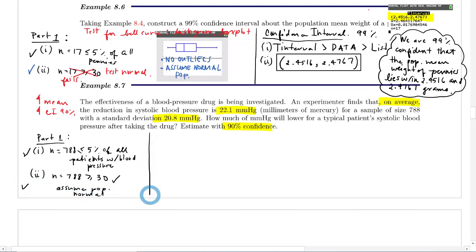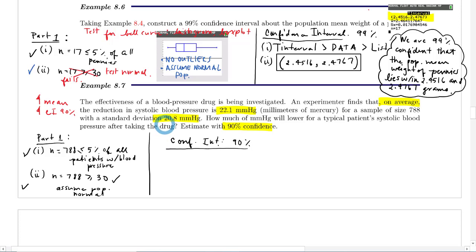Okay, then I draw a line. Once that part 1 suffices, now we can go ahead and continue with the problem. Okay, you have to do part 1, unless it says the population is normal, then we can go directly to the problem. But here we have to test these preliminaries. So now we can go to the confidence interval. And we're going to do it at 90%.